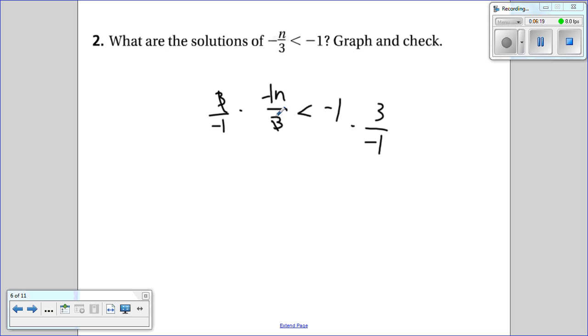These cancel. The negatives cancel. We're just left with n. Negative 1 times 3 is negative 3. Negative 3 divided by negative 1 is positive 3. And the symbol switches because we multiplied by a negative.